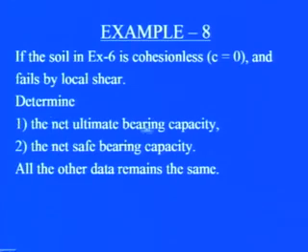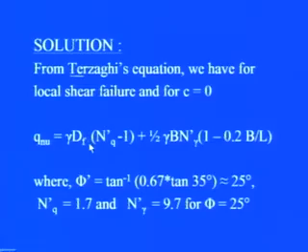Now, in example 6, which we have considered previously, if the soil in example 6 is cohesionless, C equal to 0, and if it fails by local shear, then how do we get the value of net ultimate bearing capacity and net safe bearing capacity with other data remaining the same? This is explained in this particular example.